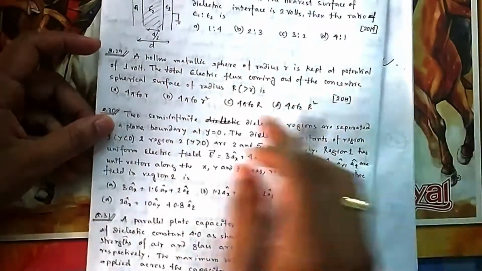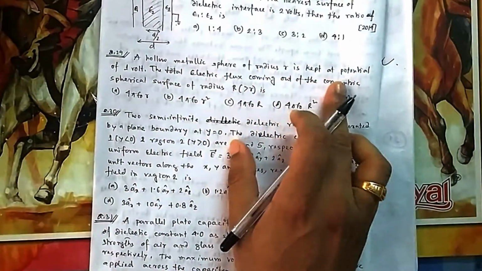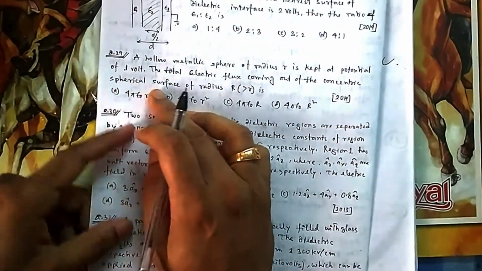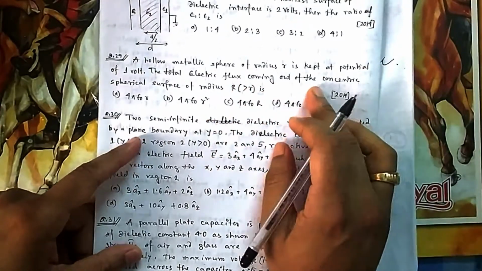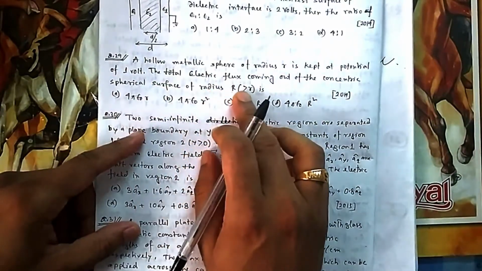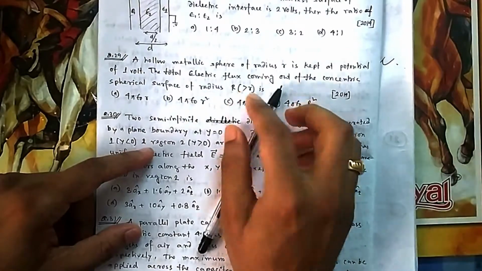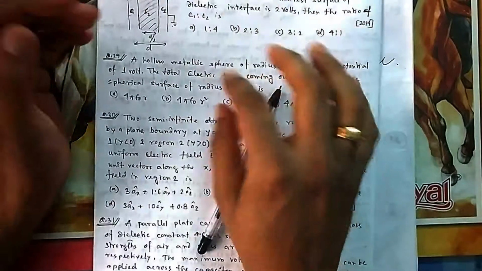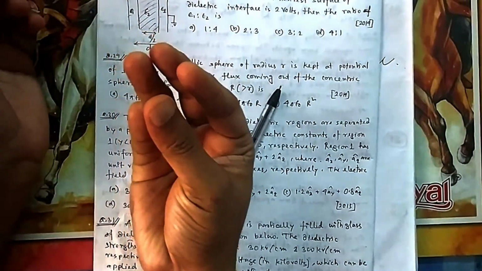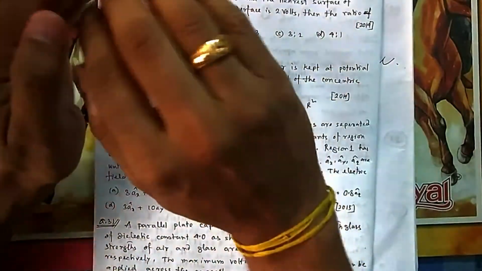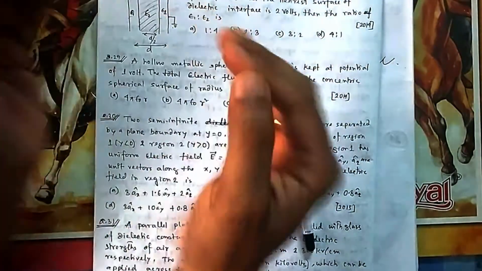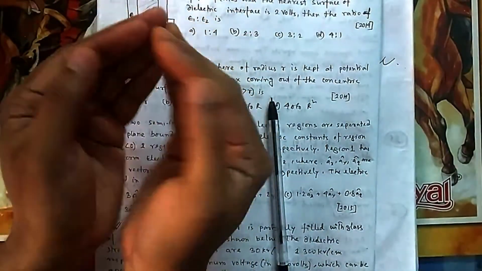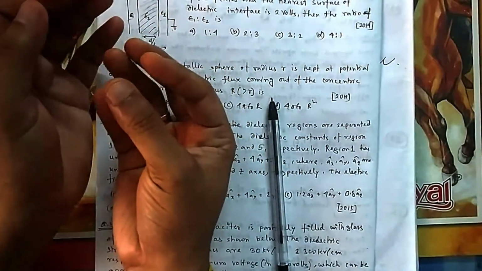And if you come to question 29, a hollow metallic sphere of radius r is kept at a potential of 1 volt. The total electric flux coming out of the concentric spherical surface of radius R, which is greater than r. So the small sphere of radius small r, whose potential is kept at 1 volt, is enclosed by another big sphere of capital R. The total flux coming out of any closed surface, by Gauss law, is the total charge enclosed.